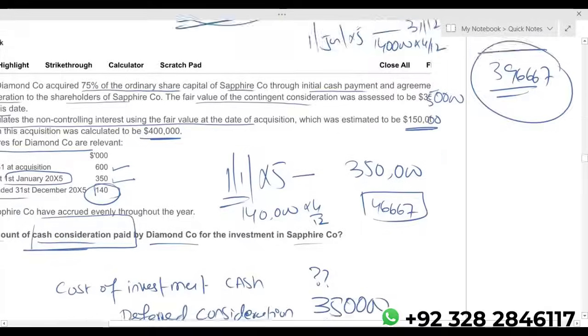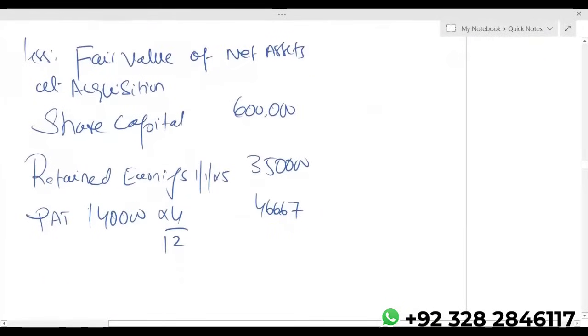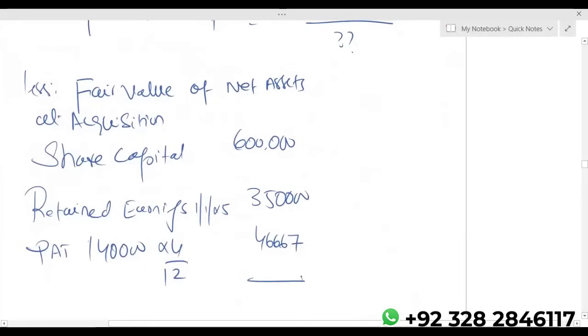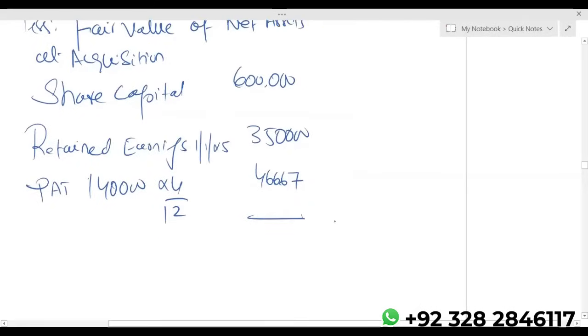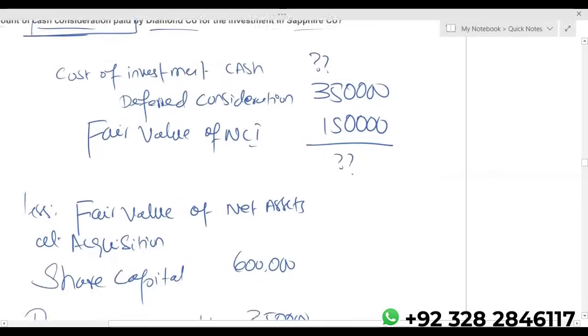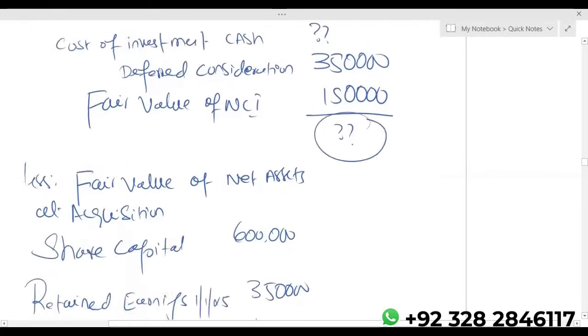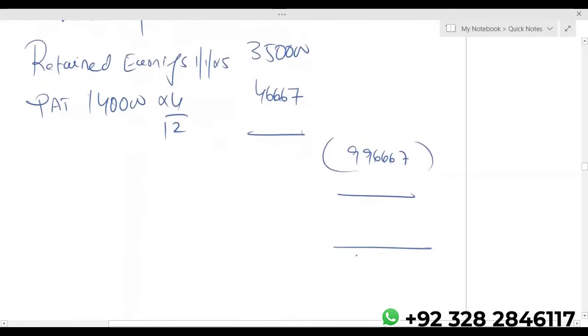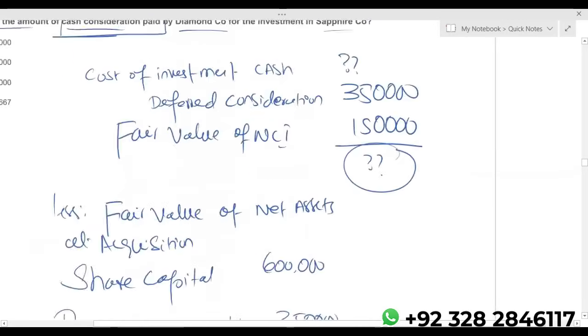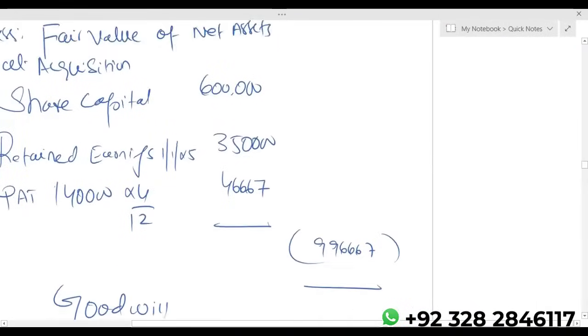Now please come here. Now we have the net assets. Just add all of them. We'll get the total of net assets: 6 lakh plus 350 plus 46,667. Total net assets are 9,96,667. If you recall, from this value we deduct the total net assets, we get goodwill. Examiner has given us the goodwill. The value of the goodwill is 4 lakh.